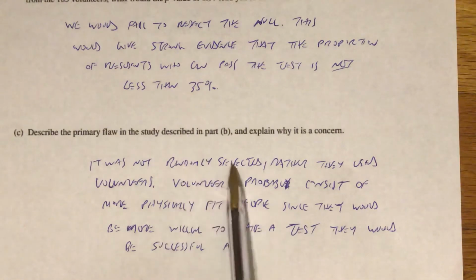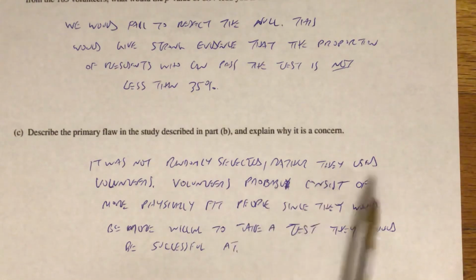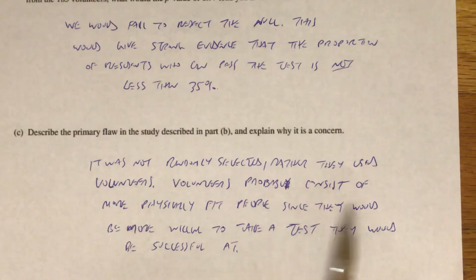The problem is the volunteers will probably consist of more physically fit people, since they would be more willing to take the test because they would be successful at it, right? If you're very weak or overweight or out of shape, you probably don't want to come in, take a physical fitness test, and have someone tell you that you're not physically fit, right? So someone who's lethargic is less likely to want to do this. And somebody who is physically fit wants to come in and say, well, let me show you. So our problem with volunteers is we're more likely to get stronger people, and we're trying to test if the overall population's weak.